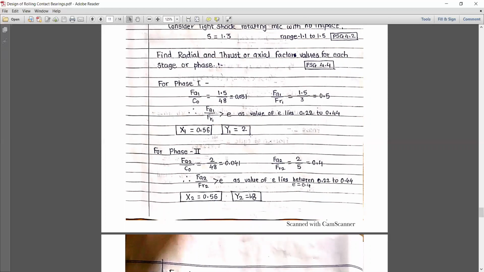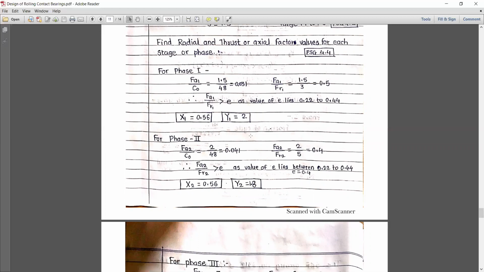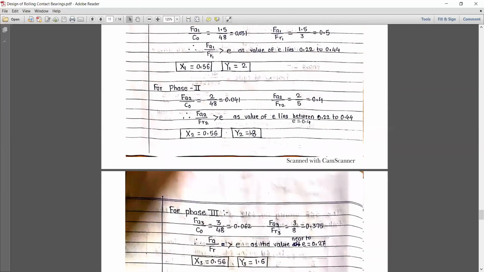As we know, the range of e lies between 0.22 to 0.44 for deep groove ball bearing. The ratio of Fa upon Fr is far greater. That's why we can directly pick the value of X equal to 0.56 and Y equal to 2. Which one is a maximum?